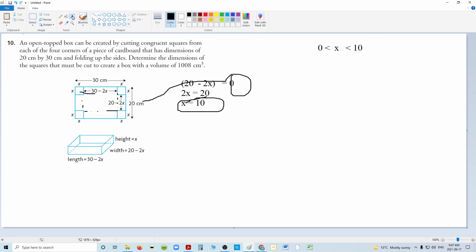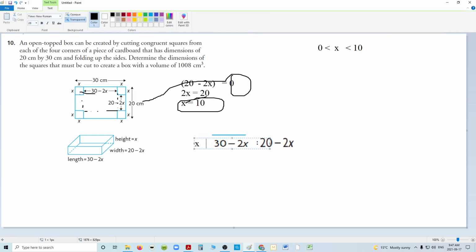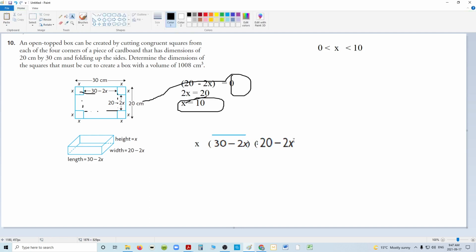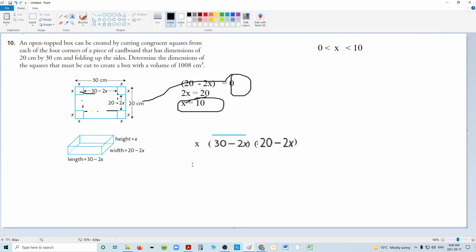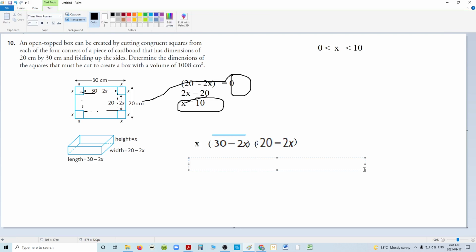So we're left with this as a formula. Length times width times height. There you go. To solve it, we have to expand. Let's expand the first x first. Actually, let's expand the numbers first.